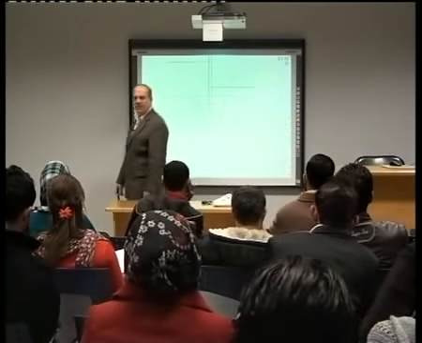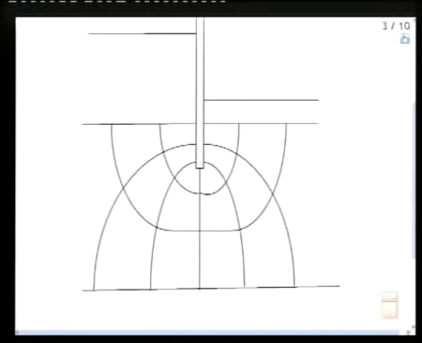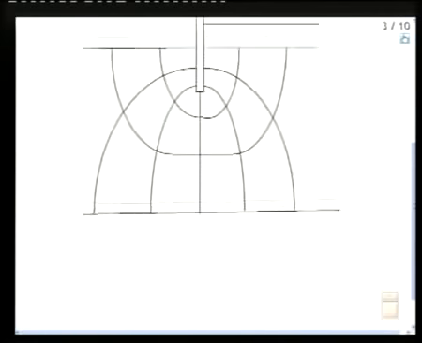See, I draw a flow net. How many flow areas do we have here? 3. Okay. How many equipotential areas? 6. Flow areas, equipotential areas. So NF equals 3. ND equals 6. Okay. Good.